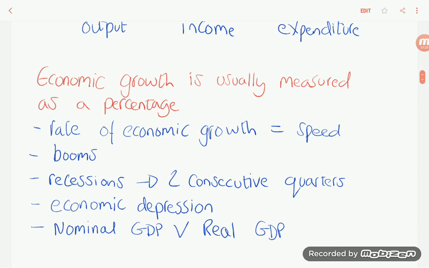Economic growth is measured as a percentage. The rate of economic growth is the speed at which the national output grows over a period of time. Over the course of several years, the speed of the growth is not usually consistent. Here are a few useful terms.